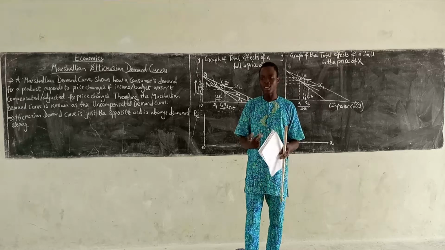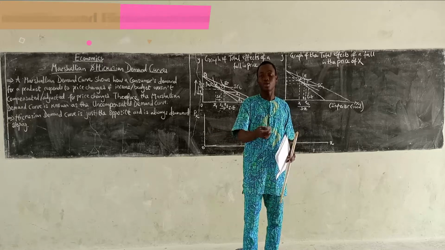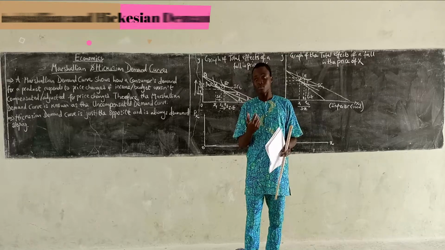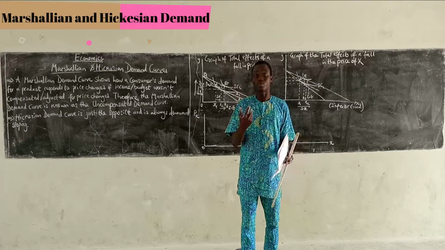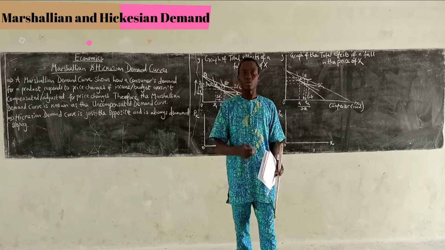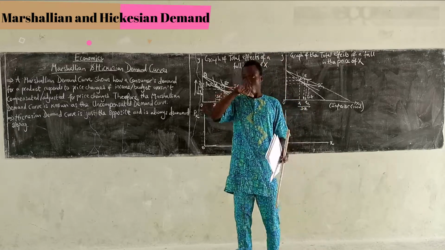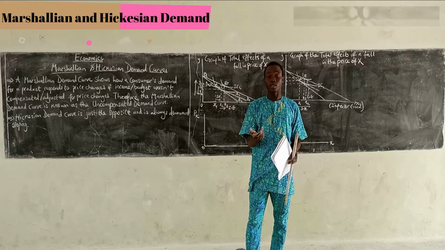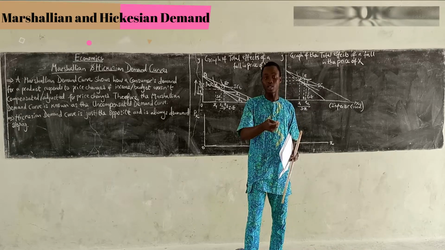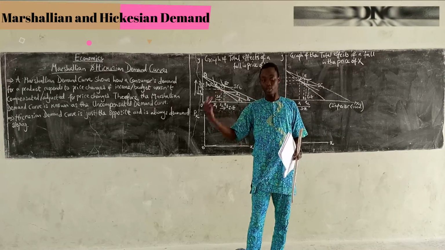Now, from what I've been explaining, under the Hicksian demand curve you are compensating income. When there's a price fall, you take away income, and when there is an increase in price and real income falls, you give some money to the consumer to ensure that the total utility is the same. So whether you're taking away money or adding money, it's compensating.